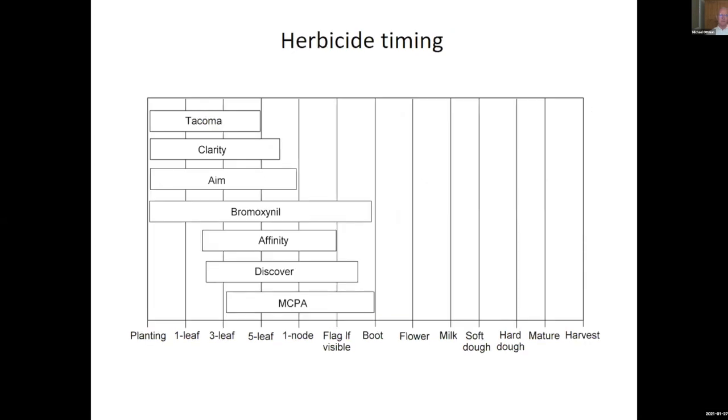If you look at herbicides, I just put a list of some of the herbicides, just an example to show you the timing of some of these various herbicides. For example, there's many of them like Tacoma and Clarity where you need to apply it by the 5 to 6 leaf stage. There's others, MCPA, for example, that's 3 leaf to boot. If you apply herbicides outside of these growth stages, you can cause crop damage.